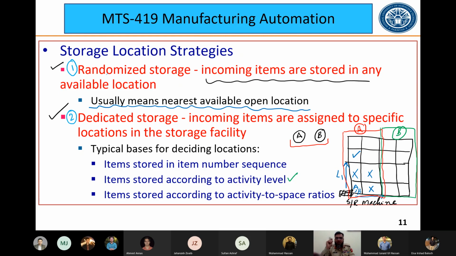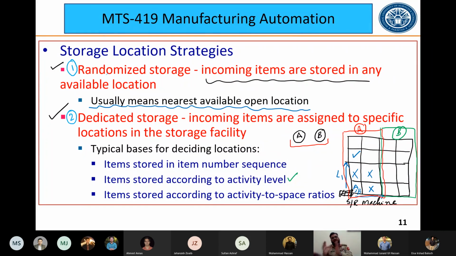Okay? So we need to keep this in mind. What is the reason? The reason is that we want to carry out our transactions in less amount of time. So the transactions which are more frequent will take less time, so the throughput of our storage system will increase. That is why we use dedicated storage.